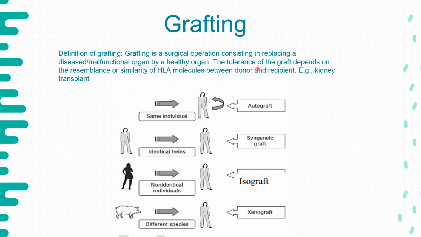So, the tolerance of the graft depends on the resemblance or the similarity of HLA molecules between the donor and the recipient. The immune system uses the HLA molecules to identify cells as part of the body or as a foreigner, right? So, if the HLA molecules of a donor match closely with those of the recipient, the immune system will not recognize them as foreigners and they will be accepted. They will not be rejected.